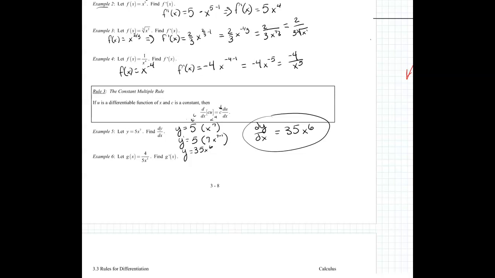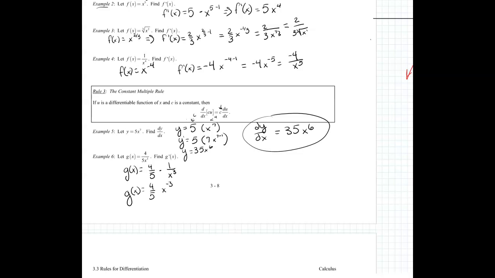Alright, the next part is saying, okay, I've got g of x. Technically, g of x is equal to 4 over 5 times x cubed, all underneath 1. Oops, I'm going to write that a little better. Alright, and I can rewrite this 1 over x cubed as g of x is equal to 4/5 times x to the negative 3, rewriting that.